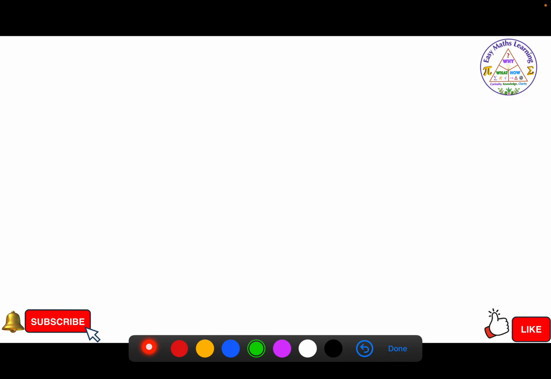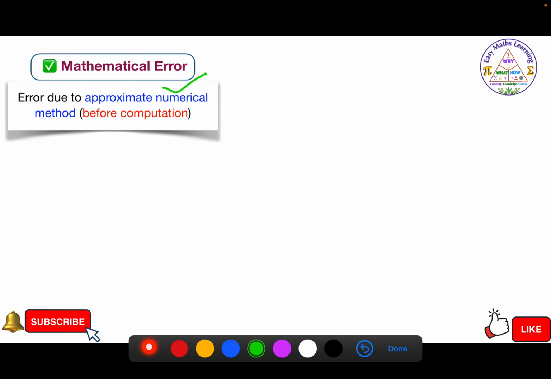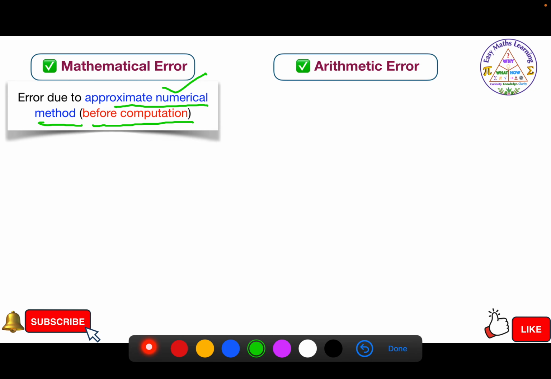In numerical computation, errors mainly come from two sources, from the method and from the computing device. First is mathematical error. Most of the numerical methods don't give an exact solution of some problem. They only provide an approximate solution. So error produced due to the approximation of the numerical method is called mathematical error. This error occurs before the actual computation starts.